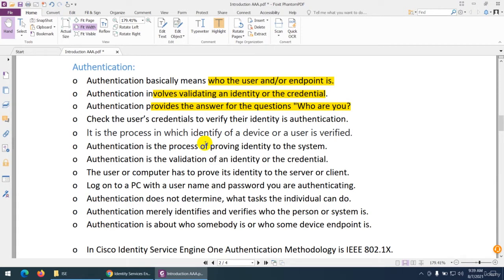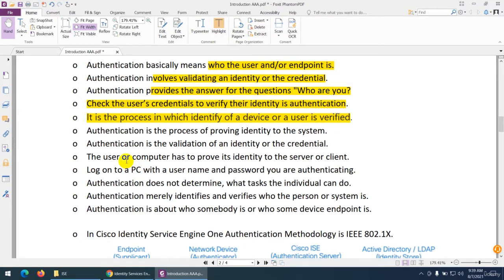This is called authentication. It means checking the user credential to verify their identity is called authentication. It is a process in which the identity of a device or user is verified. Authentication is the process of proving identity to the system, the validation of identity or the credential. Like a user or computer has to prove their identity to the server or client is also called authentication. Logging in to the PC with username and password means you are trying to authenticate.